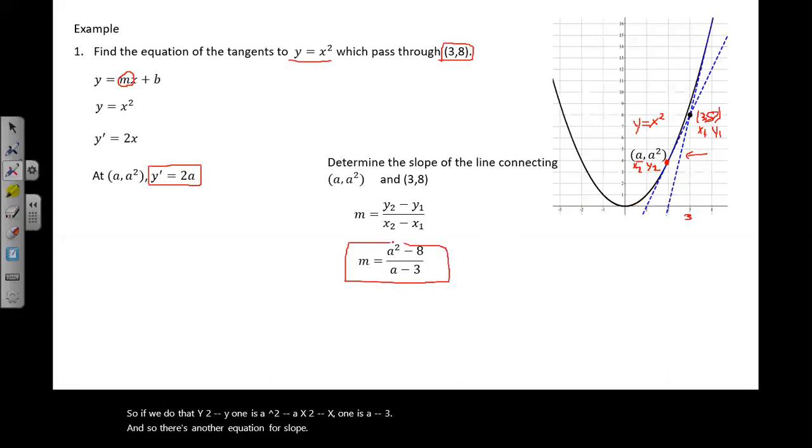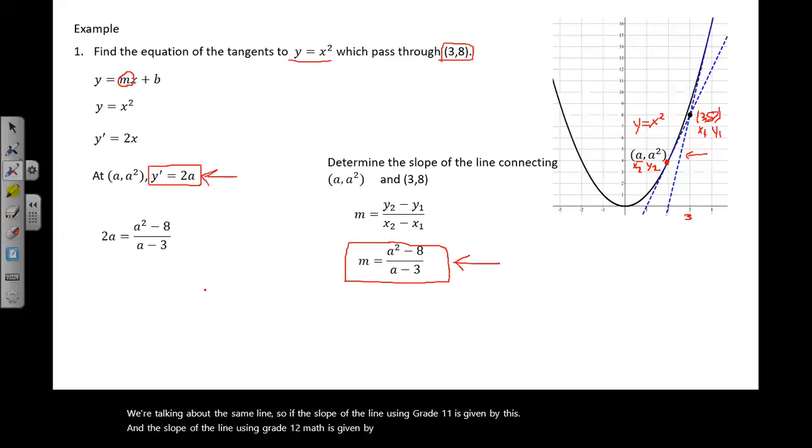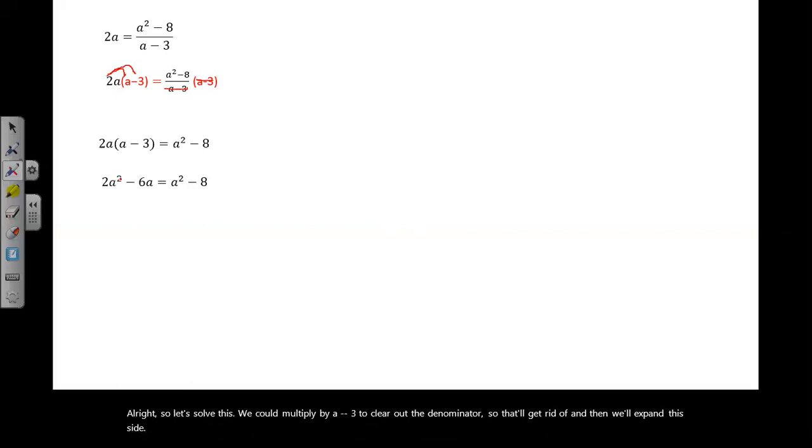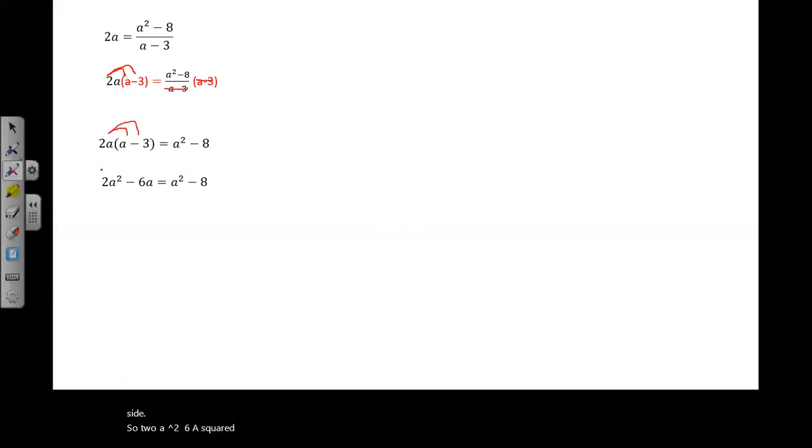Now, we're talking about the same line. So if the slope of the line using grade 11 is given by this, and the slope of the line using grade 12 math is given by that, then we know that those two have to equal each other. All right, so let's solve this. We could multiply by a minus 3 to clear out the denominator. So that'll get rid of that. And then we'll expand this side. So 2a squared minus 6a, a squared minus a. Put everything on one side and 0 on the other. Factor it, and we know what a is.